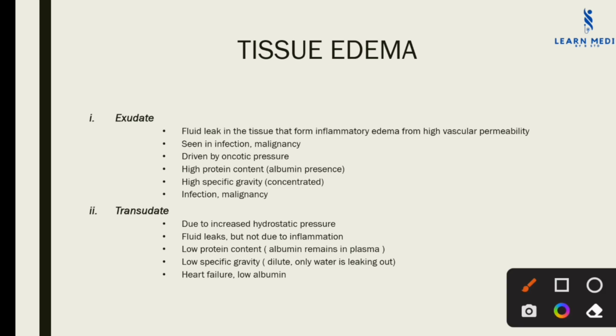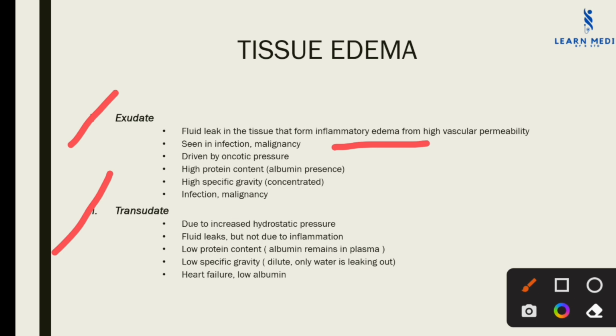Tissue edema is the main consequence of increased vascular permeability. So when vascular permeability increases, fluid can leave the blood into the extracellular space and cause edema. Tissue edema is of two types, exudate and transudate. Exudate is the fluid leak in a tissue that forms inflammatory edema. Exudate is formed when inflammation occurs.